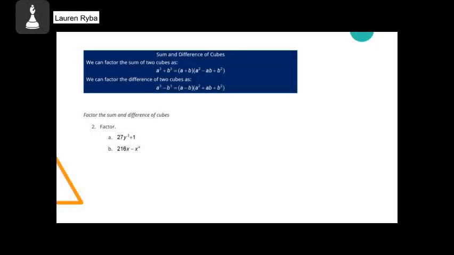The next problems are sum and difference of cubes. Now our cubes, cube numbers, 1, 8, 27, 64, 125, 216, 343, and so on. So 1 to the third power, 2 to the third power, 3 to the third power, 4 to the third power, and so on. What we're going to have is they're either going to be added or they're going to be subtracted, but they both have to be perfect cubes.